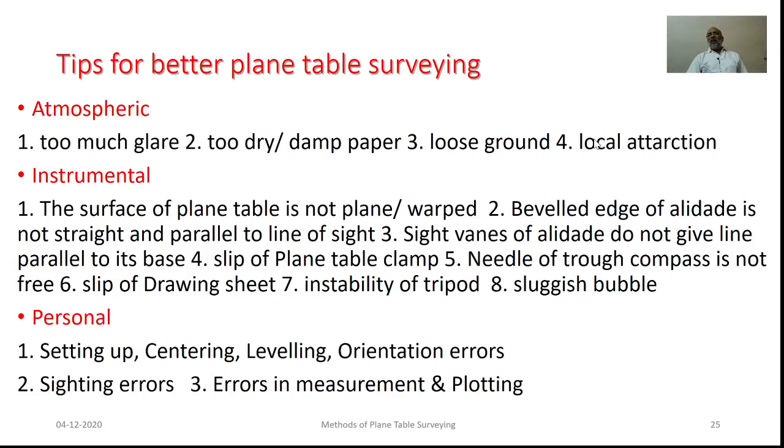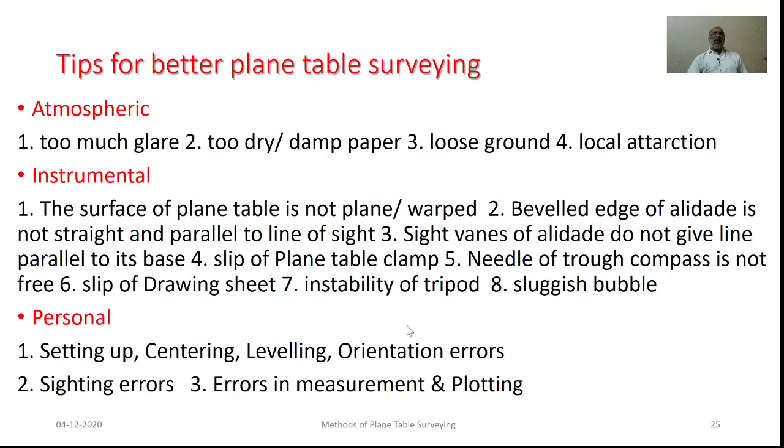The stations could be locally affected. Even there could be a number of things because of which the instrument may not be working properly. Say the top of the table could be warped, the beveled edge may not be exactly straight and it won't be parallel to the line of sight. Side vanes may not be perpendicular to the base of the alidade, or there could be certain slip of the plane table. The needle may be too sluggish. The drawing sheet that is fixed on the top of the table may be slipping. The tripod screws could be loose and hence it could be unstable. The level tube we are making use of may not be giving the required precision or sensitivity.